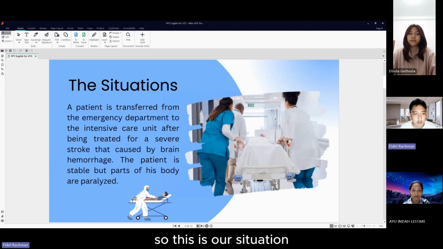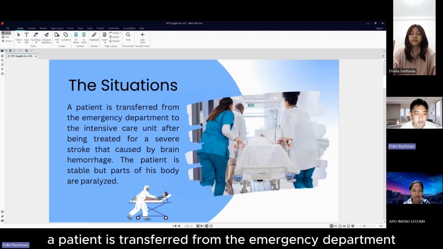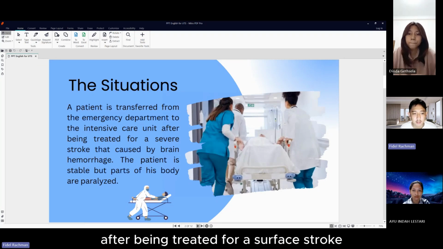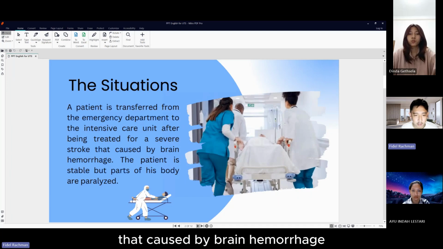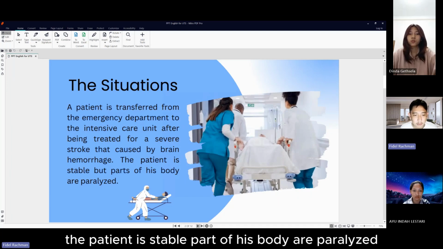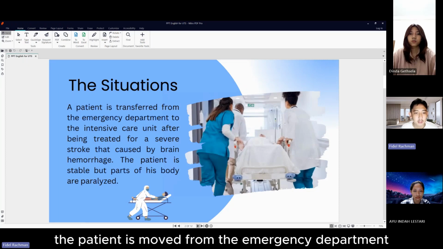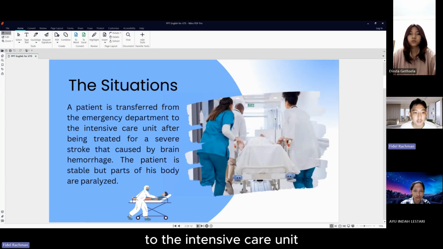So this is our situation. The patient is transferred from the emergency department to the intensive care unit after being treated for a severe stroke caused by brain hemorrhage. The patient is stable, but part of his body is paralyzed. So the condition of the patient is, you can tell it's getting worse because the patient is moved from the emergency department to the intensive care unit.